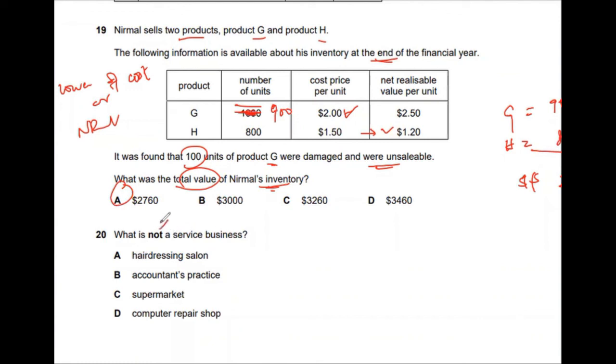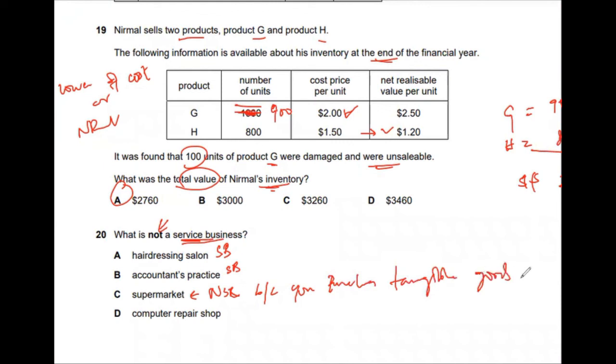Multiple choice 20, what is not a service business? Hairdressing salon is a service business. Accountant's practice is a service business. Supermarket, this is not a service business, because you purchase tangible goods from a supermarket. For example, you purchase milk, or you purchase bread. So these are tangible goods, and therefore they are not a service business. And option D is again a service business. So what is not a service business? It's supermarket. So the answer to multiple choice 20 is option C.